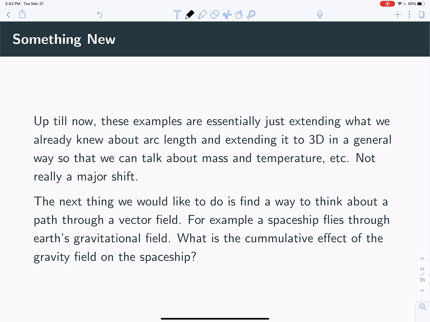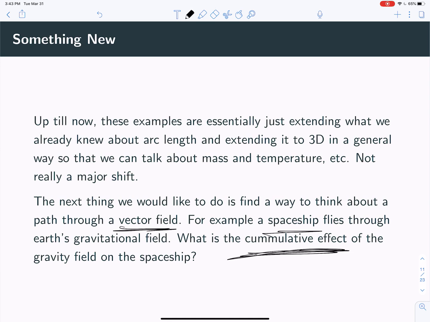All right, so up until now these examples have been extending what we knew about arc length, and then saying, well, we could talk about the mass of a wire or temperature of a wire or something like that. But what we're going to do now is factor in vector fields. So imagine you have a spaceship and it flies through the Earth's gravitational field. There would be an effect of the Earth's gravitational field on that spaceship. Essentially, the Earth would do work on the spaceship, pulling it towards the Earth. And so we could actually add up the cumulative effect of that gravity field on the spaceship.